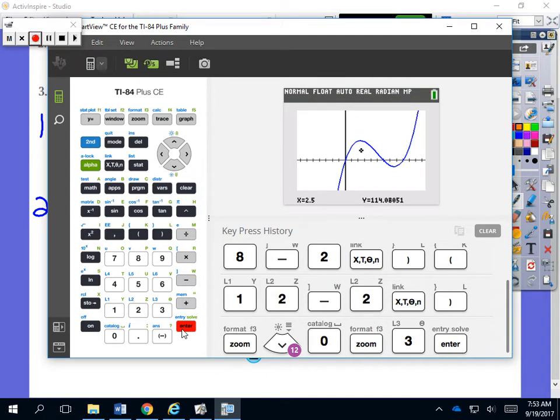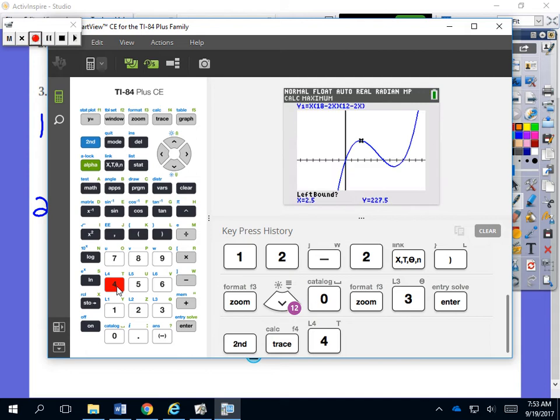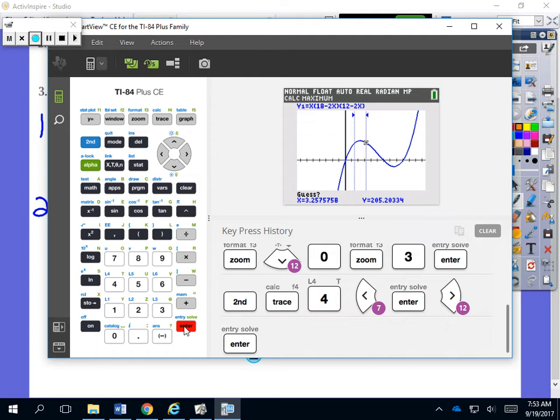So now I'm going to hit second trace to get to the calc screen, and I want the maximum, so I want number 4. I just want to set my left and right bound. See your spider's right there. You want to move it a little to the left of the maximum value, and then move it over the top to the right a little bit. Now we know that our maximum is somewhere between these two boundaries, so we can tell the calculator to guess.